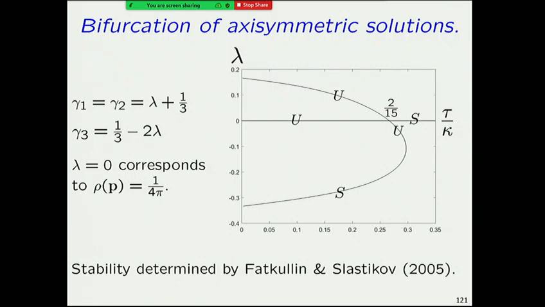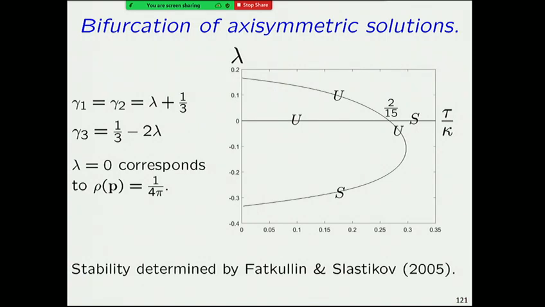And so you see for large temperatures, the solution is lambda equal to 0, which corresponds to the isotropic state, rho of p is 1 over 4 pi. So 1 over 4 pi is the minimizer for tau sufficiently large, up till this point, which is tau over kappa equal to 2 over 15, and it's stable.